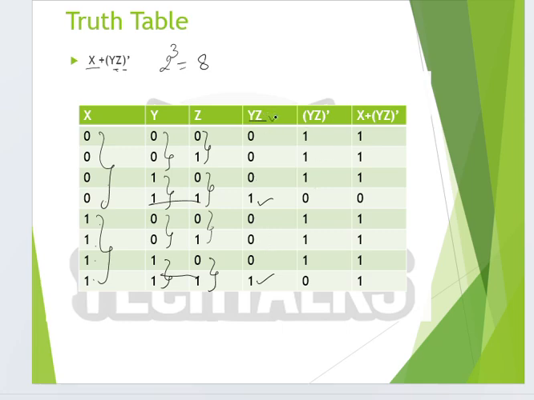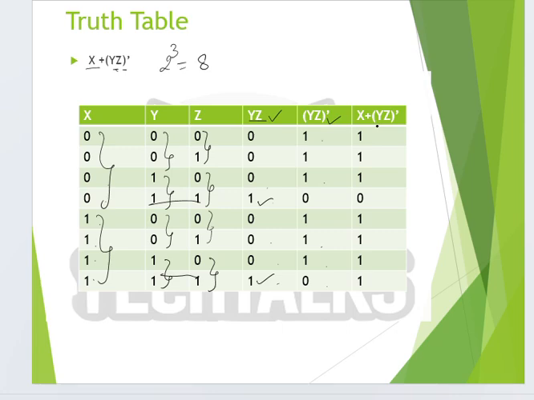Now as we got yz, we are finding out yz complement. So whatever yz is, the complement will be the inverse of that, or you can say the reverse of that. So 0 becomes 1, again 0 becomes 1. So we get 1, 1, 1, 0, 1, 1, 1, 0. I think this is clear.